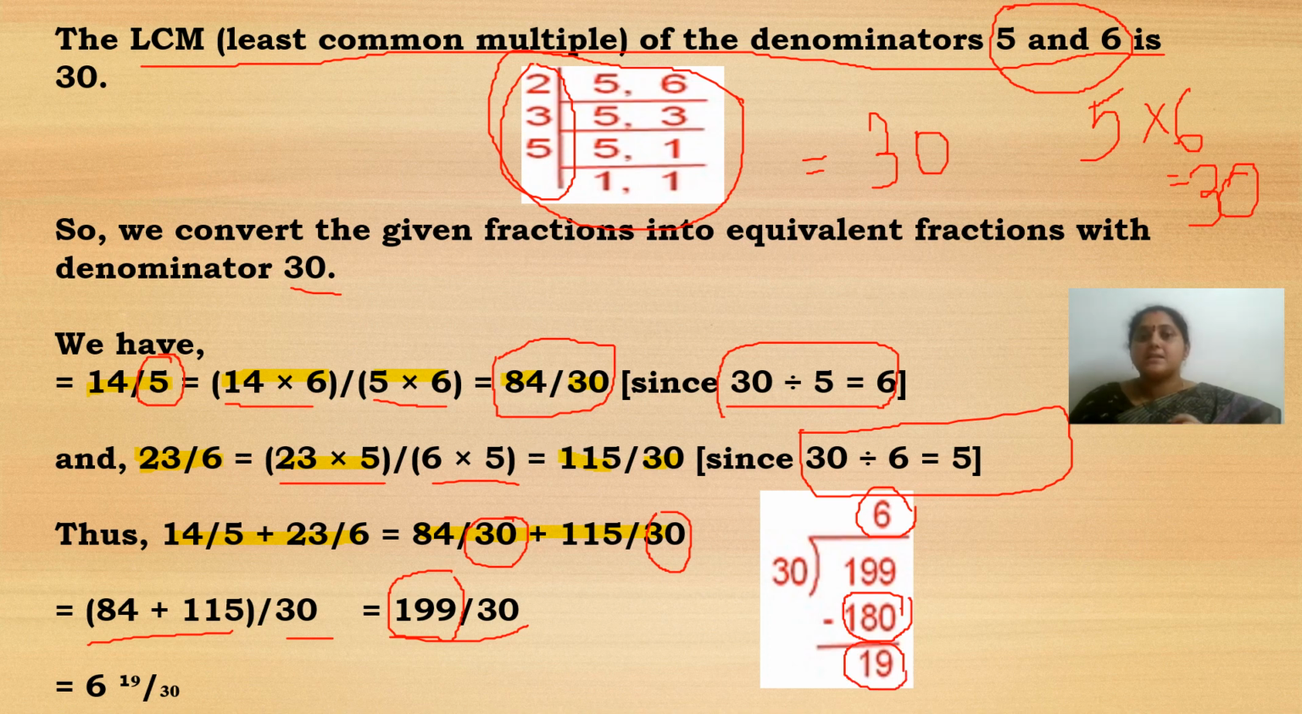Now I can write this in the form of a mixed fraction. How will I write it? The 6 here is the whole number, my remainder will be my numerator and my divisor will be my denominator. That is 6 19 by 30 is our fraction. If you observe, you will get the same answer, 6 19 by 30. This is how we are going to do addition of unlike fractions.